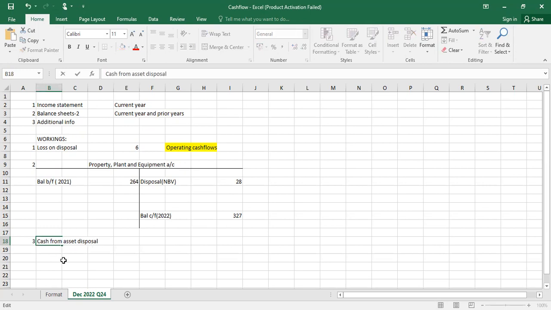The question is very clear that the asset disposed had a book value of 28 at the time we disposed of it. And then remember we disposed at a loss of 6. In terms of how much cash we received, what figure are we talking about here? Somebody?